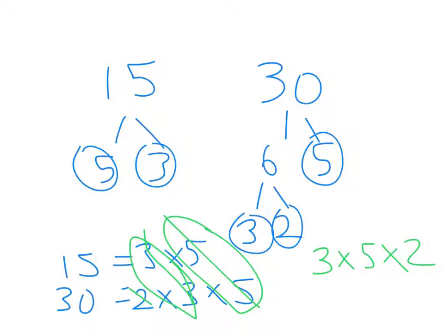So 3 times 5 times 2 is actually 30, which I know is the same number up here. But 30 is a multiple of 30. It's just 30 times 1. And 15 has 30 as a multiple because 15 times 2 is 30. So 30 is the least common multiple of both 15 and 30.